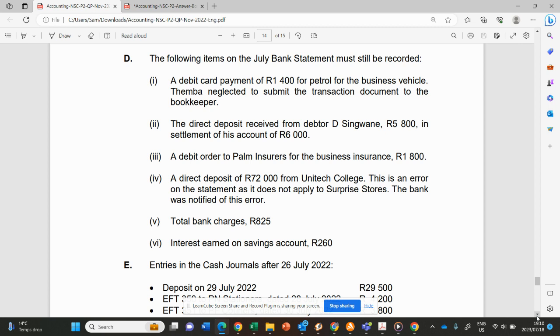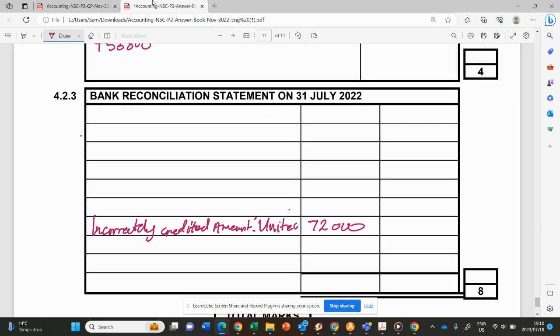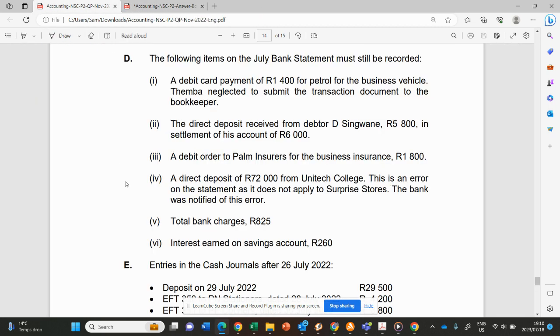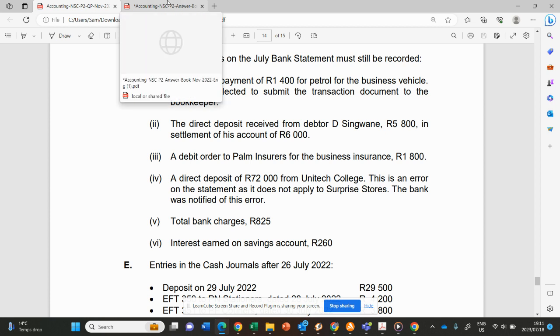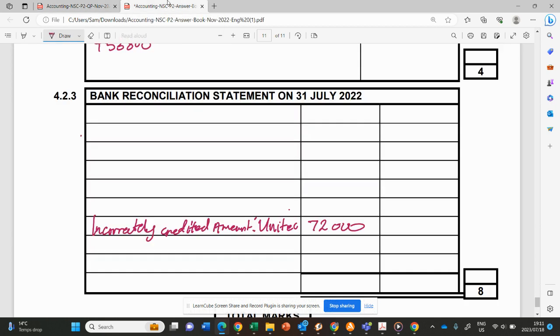Then we said 72,000 on the debit side is proper. Then the following transaction is the total bank charges, of which bank charges are reflected as payments. That's 825. Then we're going to record them on the CPJ.